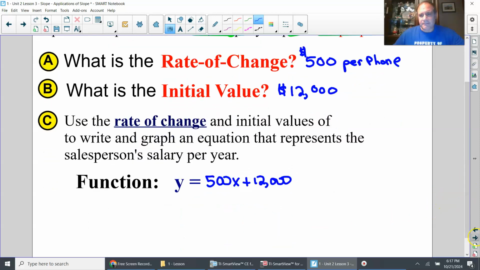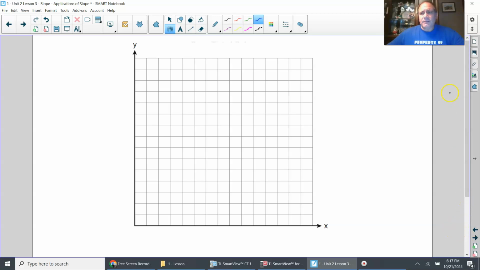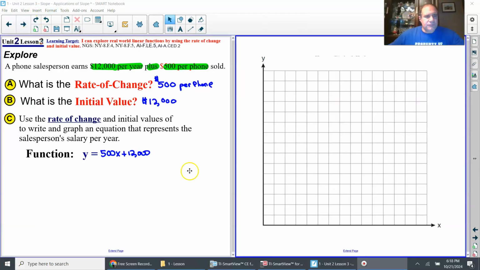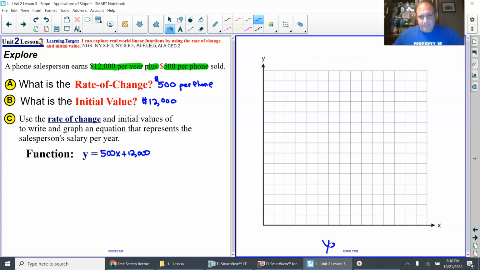And that is it. All right, we are going to graph that. Just split the screen. And remember, we're talking about per year. So that means the years, since that's time, it's going to go on the bottom. And we're going to just count by ones, just like this. And that will go all the way up to 15. Now, $12,000 per year, we're going to have a break here.